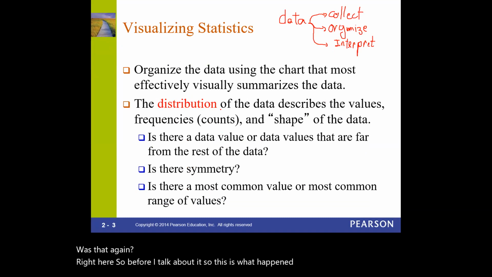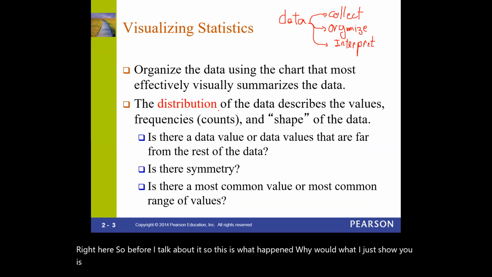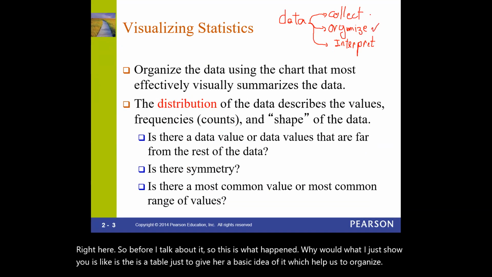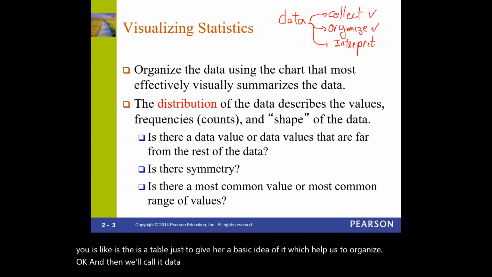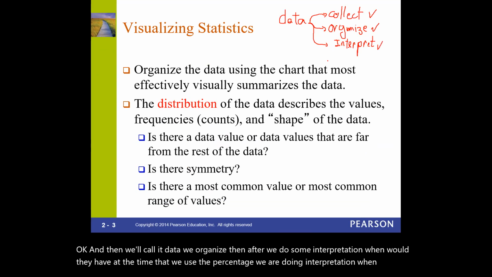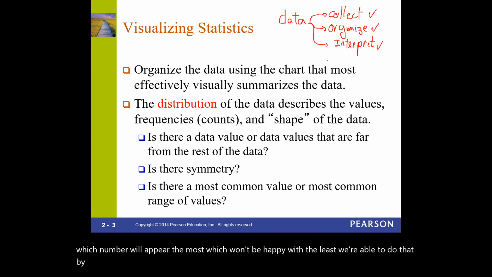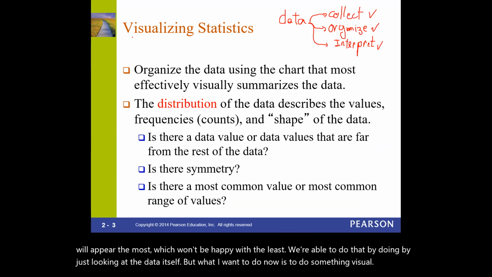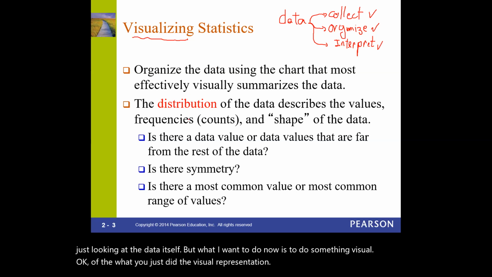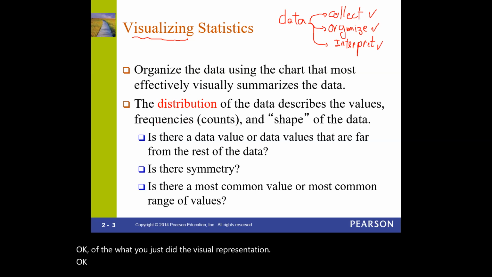What I just showed you is a table, just to give a basic idea, which helps us to organize. We call it data we organize. Then after, we do some interpretation. When we use the percentage, we are doing interpretation. When I say which number appears the most or the least, we can do that just by looking at the data itself. But what I want to do now is something visual, a visual representation.